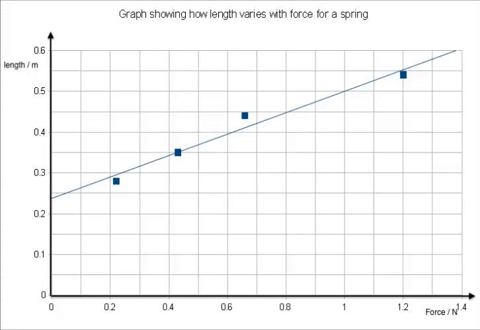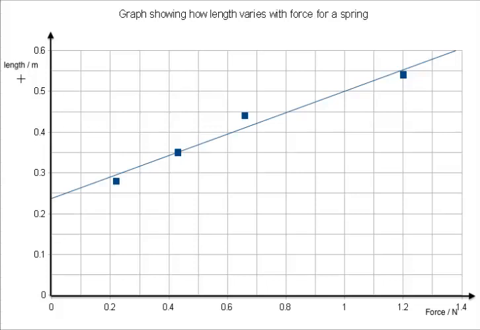Your graph generally should look like this one. When plotting a graph, remember these main points. Try to use up more than 75% of the graph paper. Label axes with both the property and the unit of measurement.